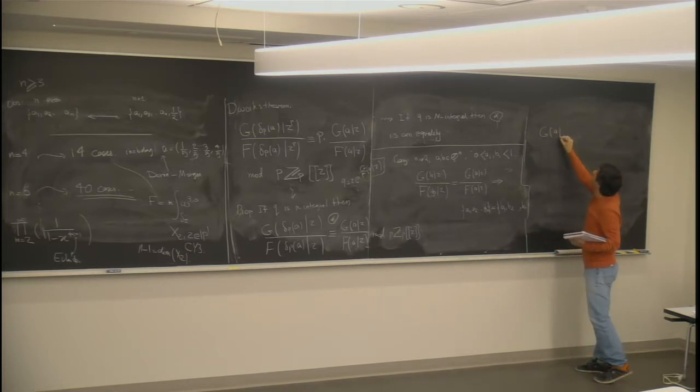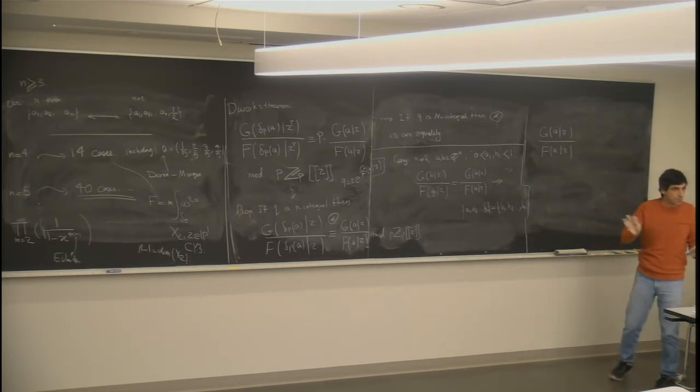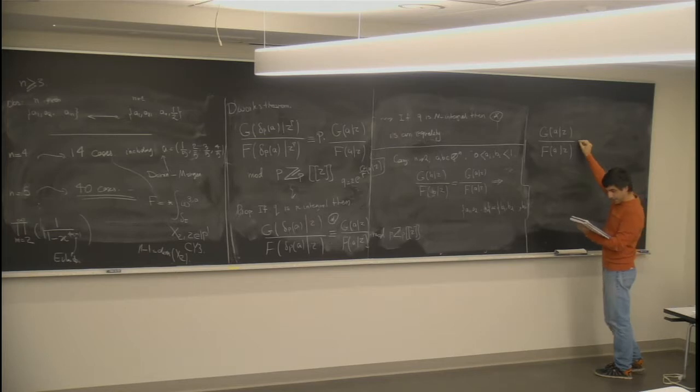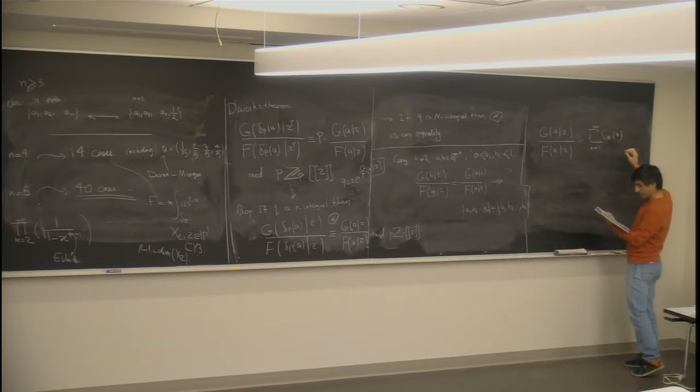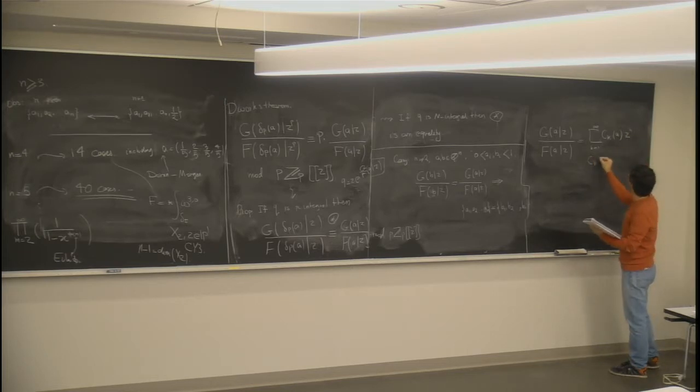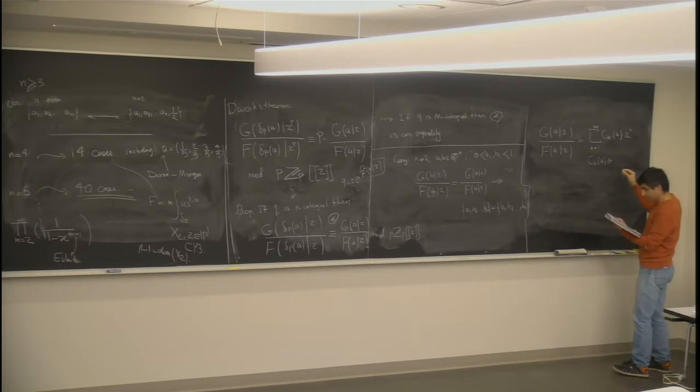For now, just imagine that the A's are variables. If you consider them as variables, then you will see that this is something like the sum over k equals 1 to infinity of c_k(A) z^n, and this c_k(A) is a polynomial with rational coefficients in A.